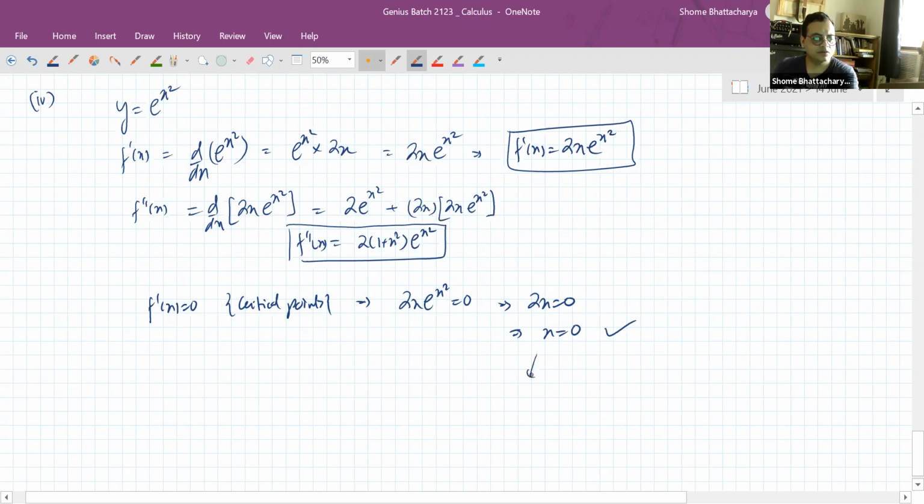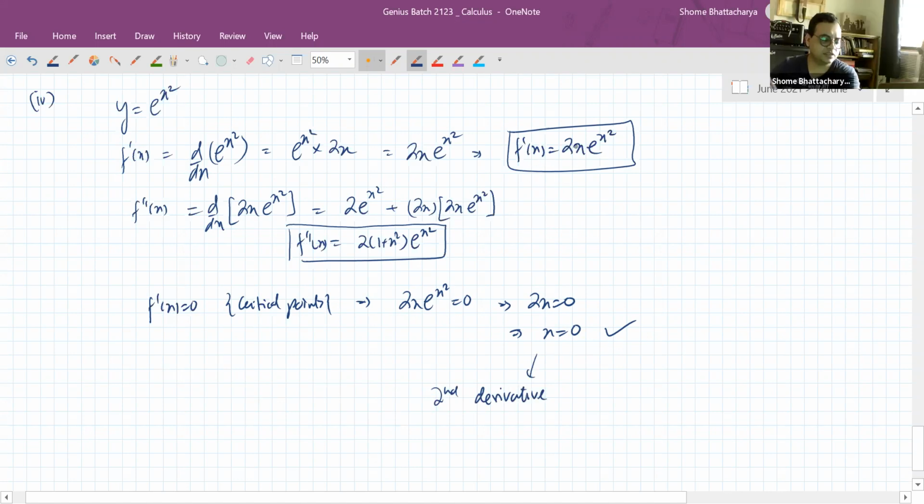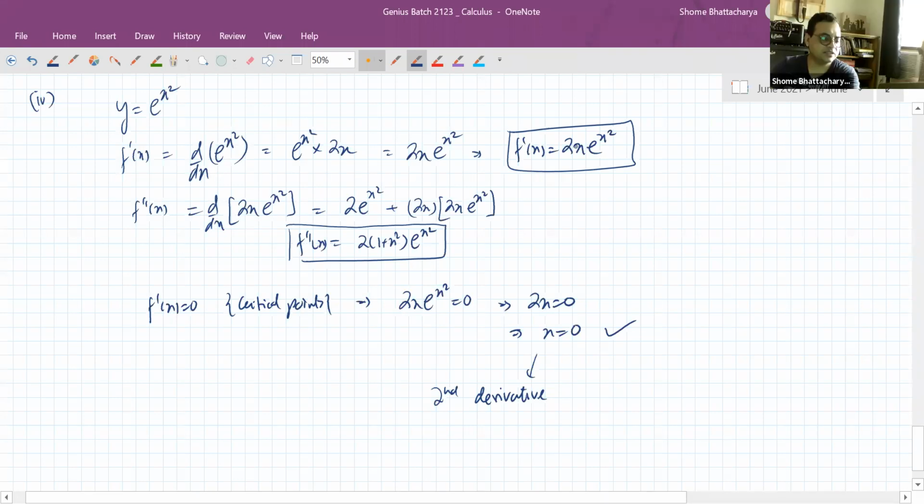Second derivative test now. Sir, can you explain the e raised to power x square again for the turning points part? Derivative 2x e raised power x square, this point is clear, na? F prime x kaise aaya? Yes, sir. Okay. Now critical point kya hai? Where the derivative is 0. So I want 2x e raised power x square to become 0. So what point of x will satisfy that?